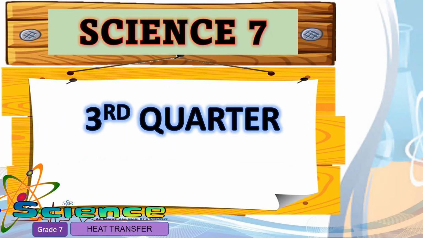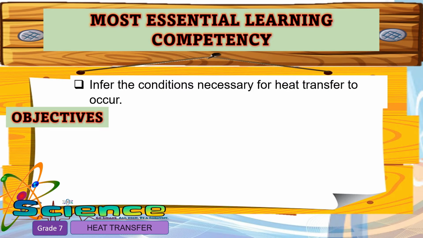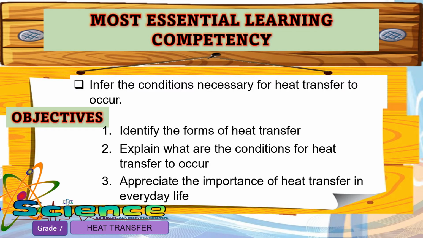We are now at our third quarter, Module 6 of Science 7. Here are the learning objectives. Number 1, identify the forms of heat transfer. Number 2, explain what are the conditions for heat transfer to occur. And number 3, appreciate the importance of heat transfer in everyday life.